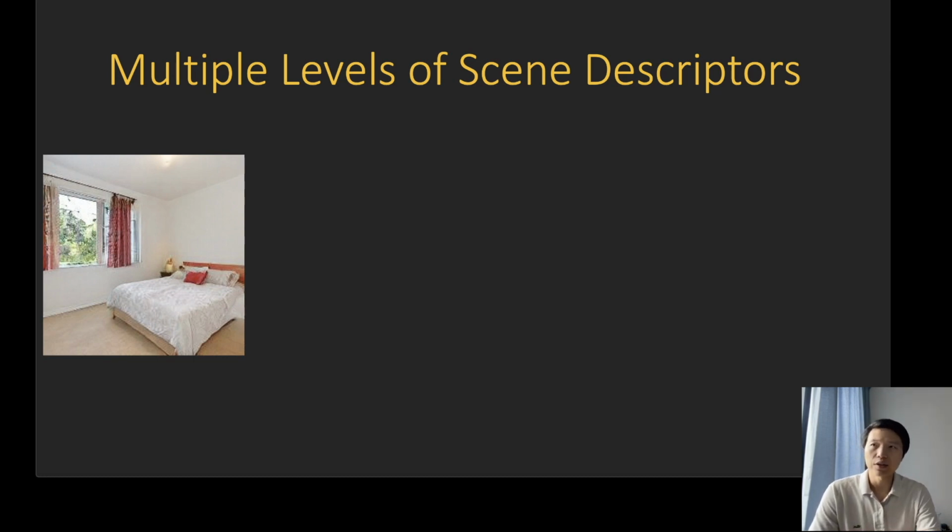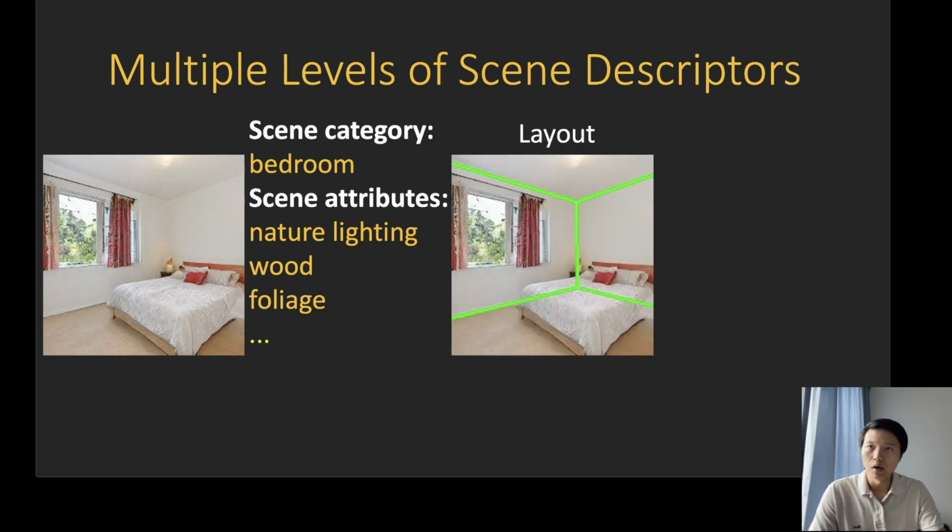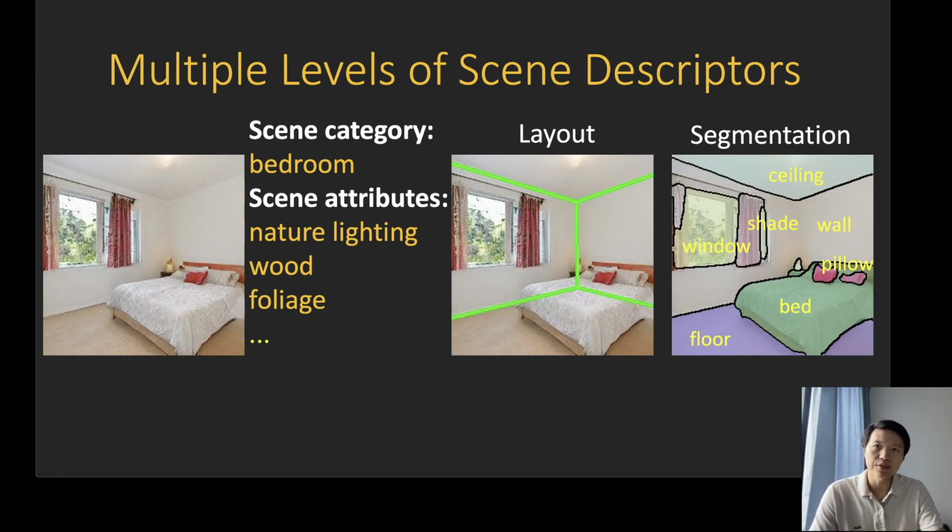Given a scene, there are actually different levels of descriptors. For example, given this image, we can have a semantic descriptor at the category and attribute level, such as this is a bedroom, and the attributes are nature lighting, wood, and foliage. We can also have a layout descriptor to describe the 3D structure of the scene. Also, we can have content descriptors, such as applying semantic segmentation to get every object inside the image, such as ceiling, window, bed, and floor. So there are multiple levels of scene descriptors, which makes it difficult to understand the models.